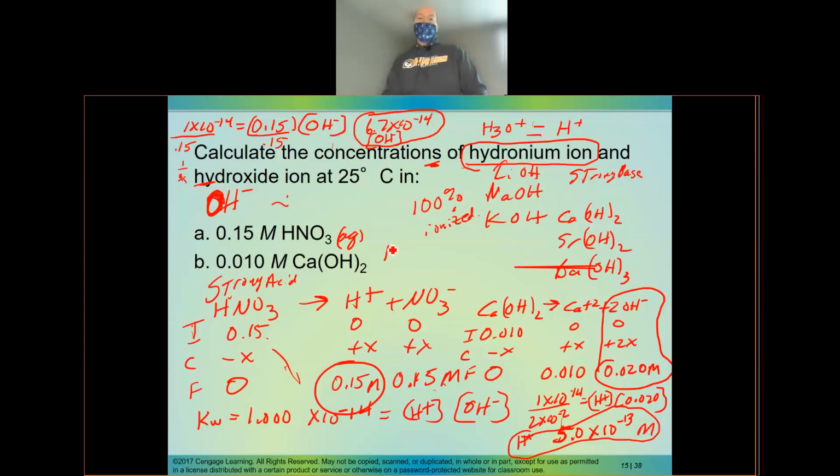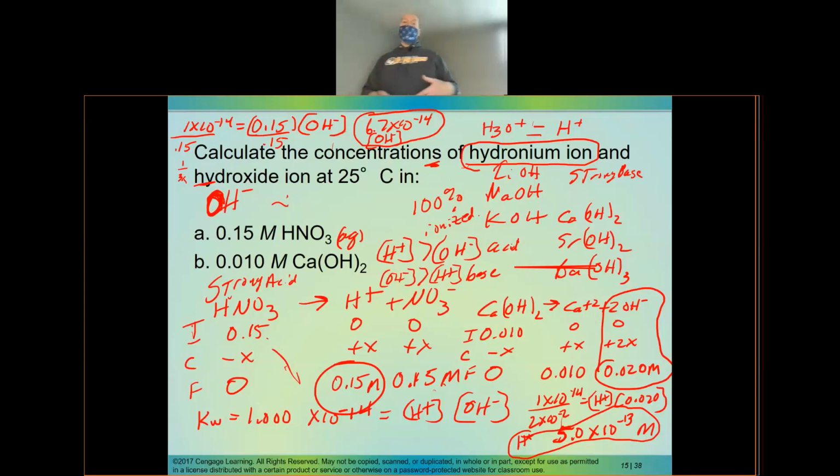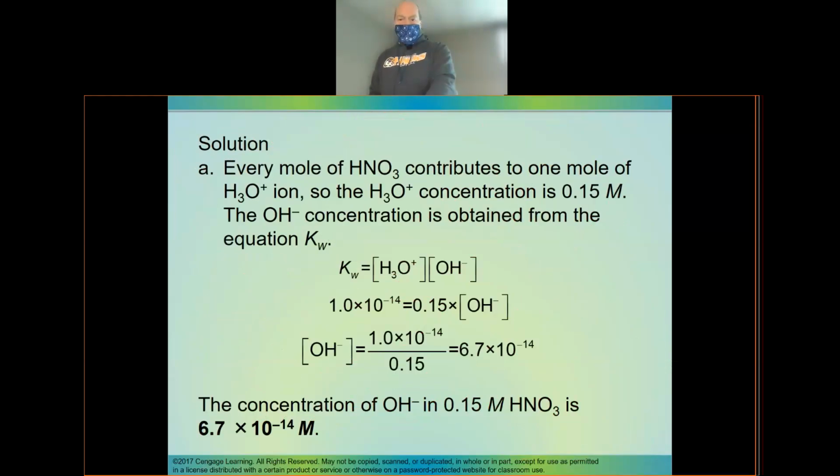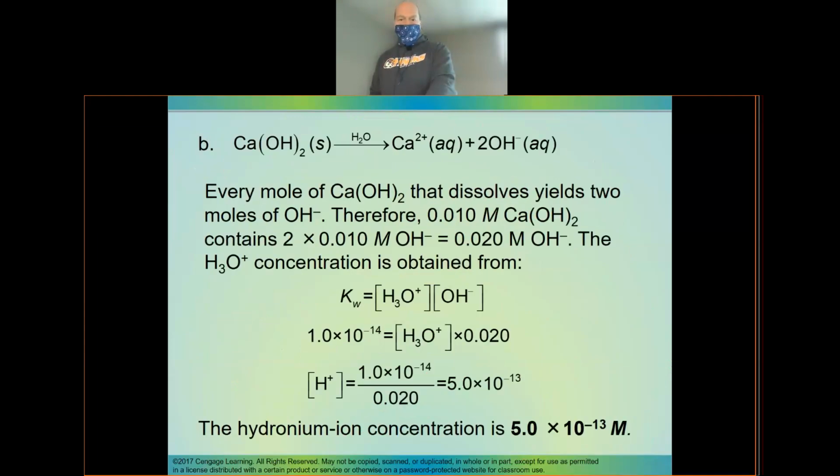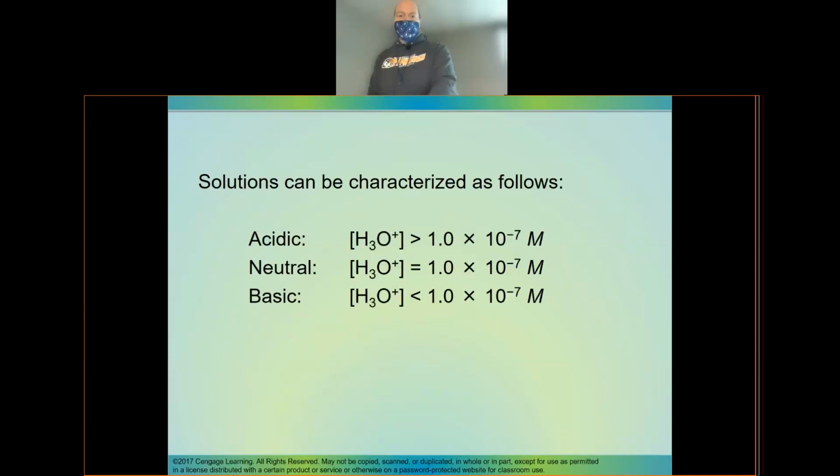All right, so when your H plus concentration is greater than your OH minus concentration, then you're an acid. If your OH minus concentration is greater than your H plus concentration, then you're a base. And of course, if they're equal, then you are neutral, pH 7, and you are water. So yeah, 6.7 times 10 to the minus 14, 5.0 times 10 to the minus 13. Anyway, it's all worked out nicely for you in here.